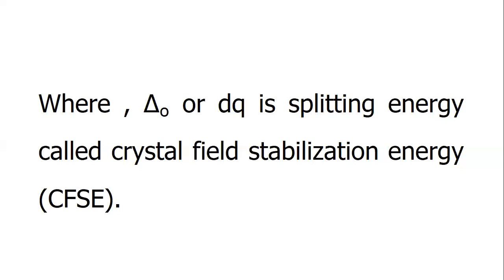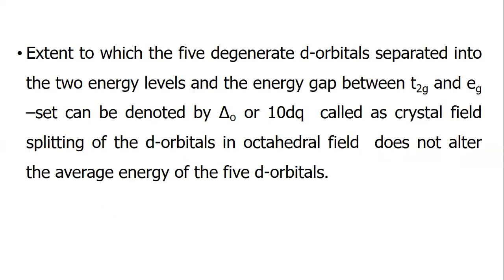Here delta naught, or Dq, is the splitting energy, called the crystal field stabilization energy, the extent to which the 5 degenerate orbitals are separated into the two sets of levels. The energy gap between the t2g and eg sets can be denoted by delta naught or 10 Dq, called the crystal field splitting. The splitting of the d orbitals in the octahedral field does not alter the average energy of the 5 d orbitals.